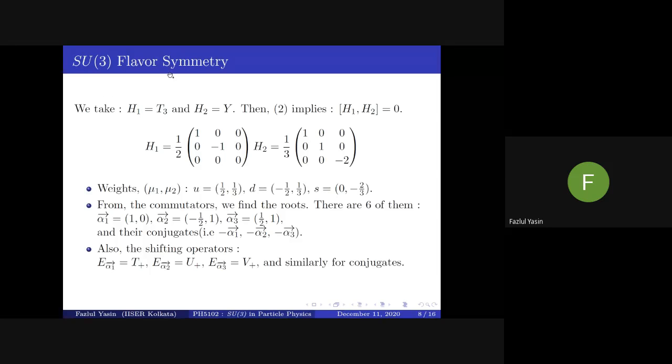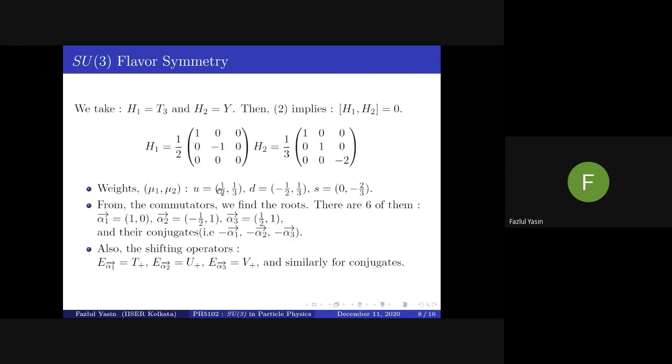Now, using the same notation as we have done in class, we take H1 as T3 and H2 as Y, which are the generators of the Cartan subalgebra, and we have the U 100, D 010, and S 001, which are simultaneous eigenstates of H1 and H2. And again, as you have seen, T3 and T8 commute, so do H1 and H2, and this gives us the commutator between them as 0. These are the explicit forms for the H1 and H2.